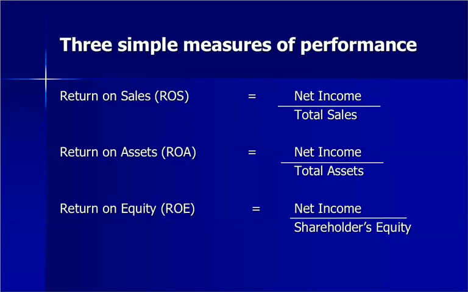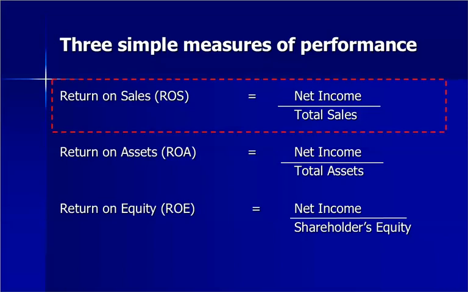Three quick and dirty measures that you can construct using this table of financial highlights are return on sales, return on assets, and return on equity. These are three performance measures that we'll focus on in this course. Return on sales is equal to net income divided by total sales. Net income is the firm's profit after tax in a given year. Total sales is the total revenue that the firm receives in a given year.